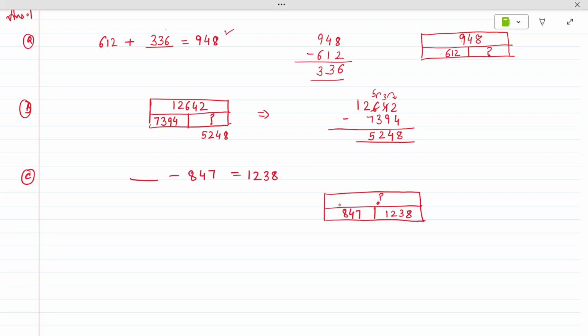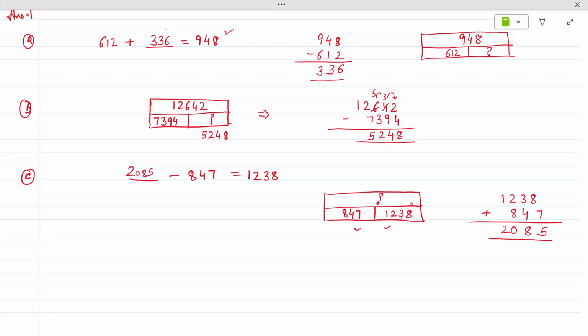Now, how to solve it further? This means if I add these two numbers, we will get the total sum. So this is 1238 plus 847. I hope this is clear. We are subtracting one number, and whenever there is a subtraction, it will always be from the upper number. When we subtract from here, we get the other number, and to find it we sum them up. 8 plus 7 is 15. 4 plus 3 is 7, plus 1 that's 8. 8 plus 2 is 10. This is our answer: 2085.